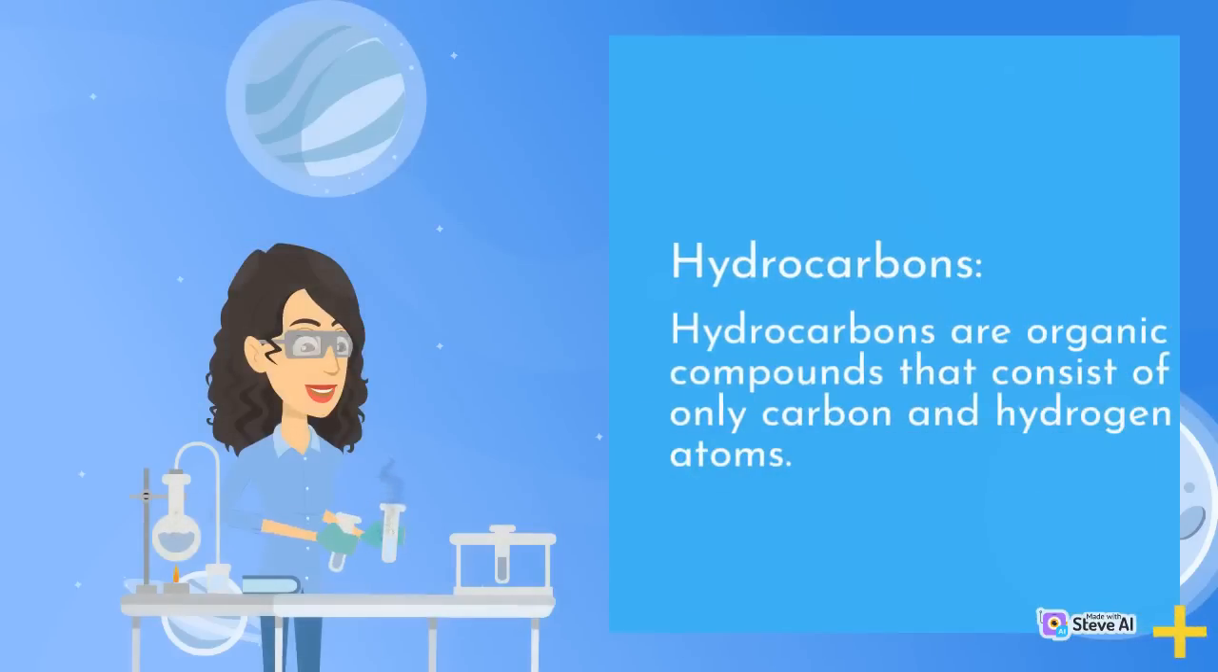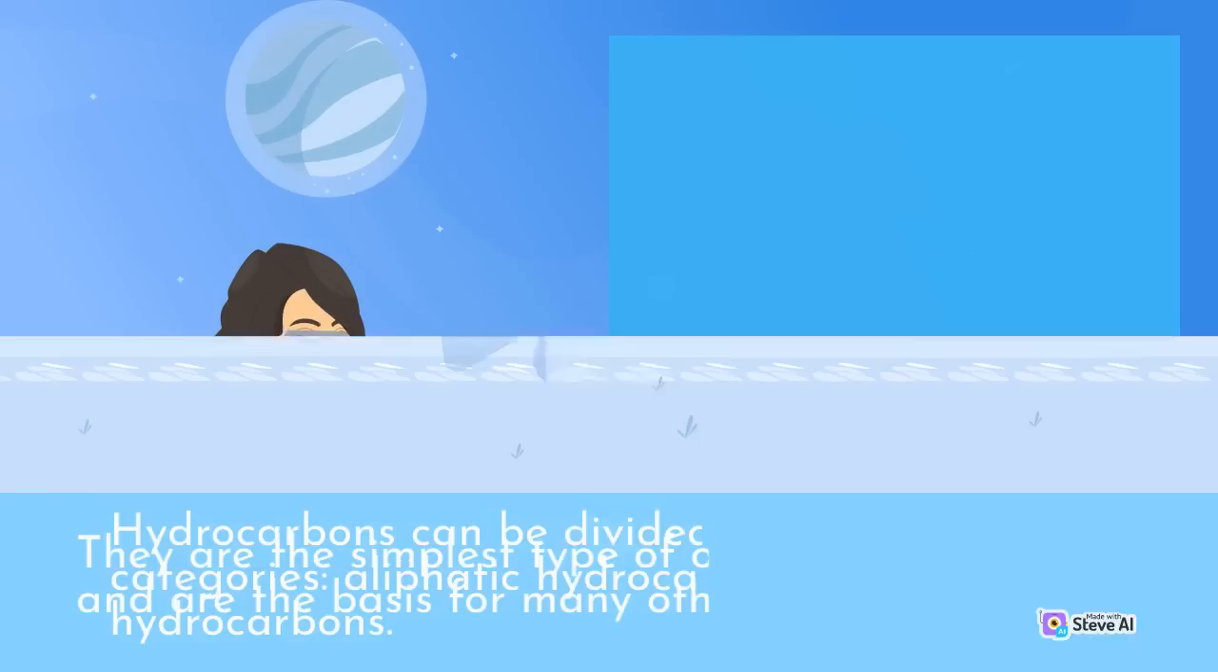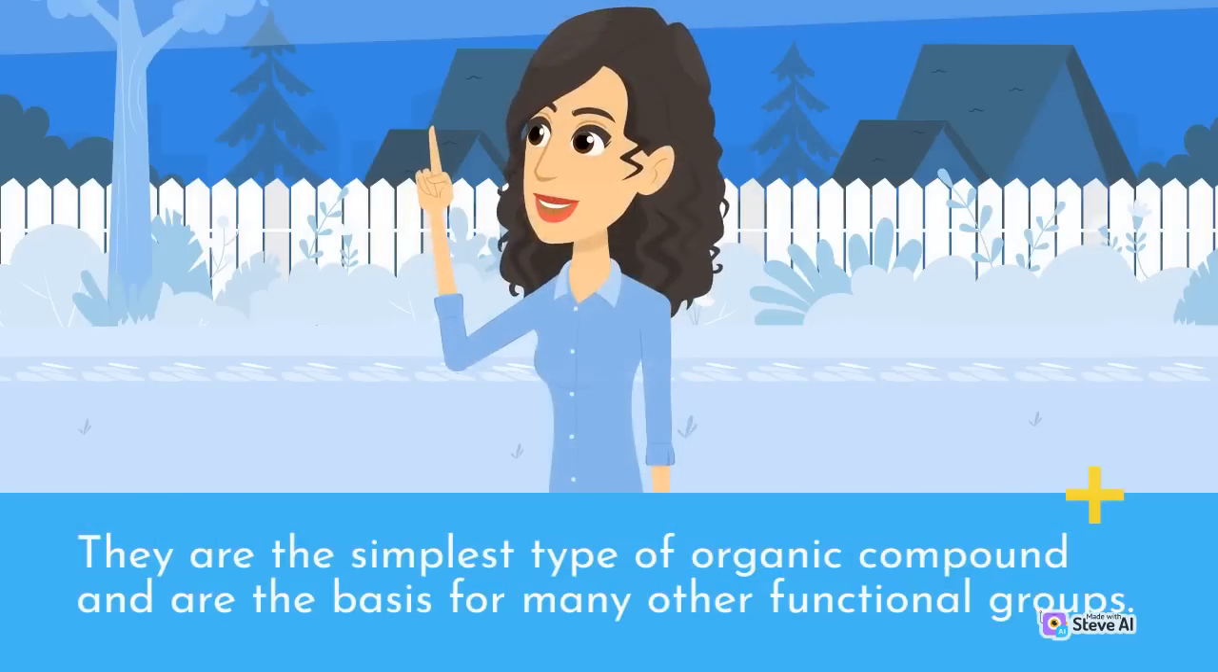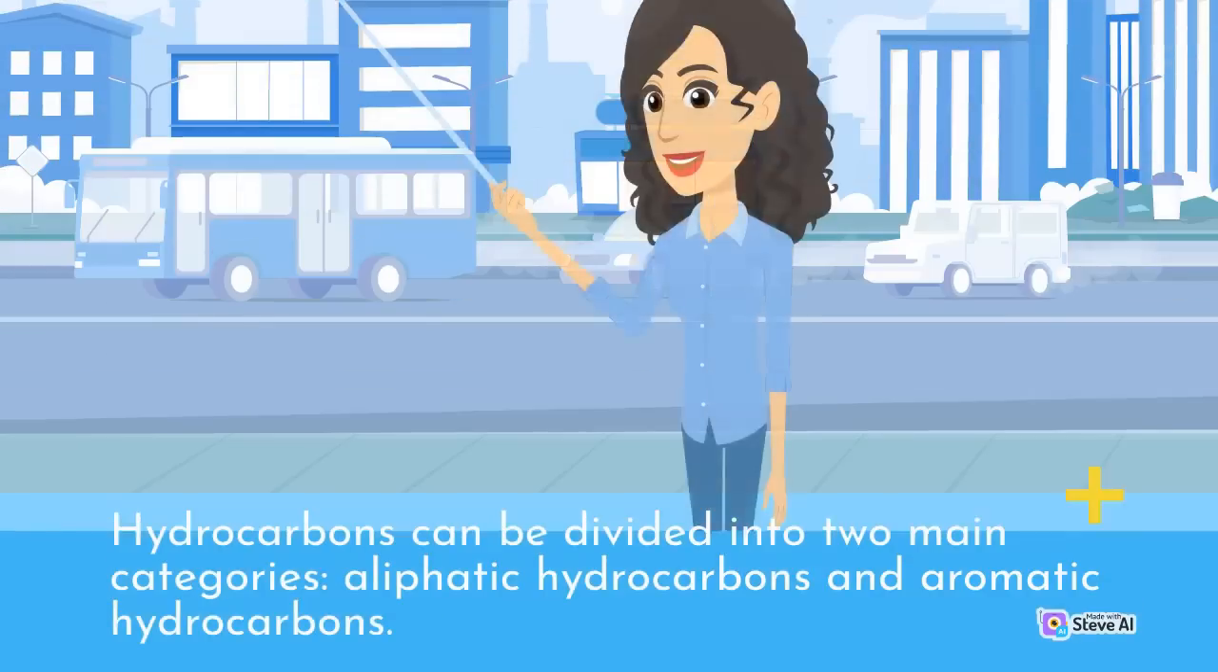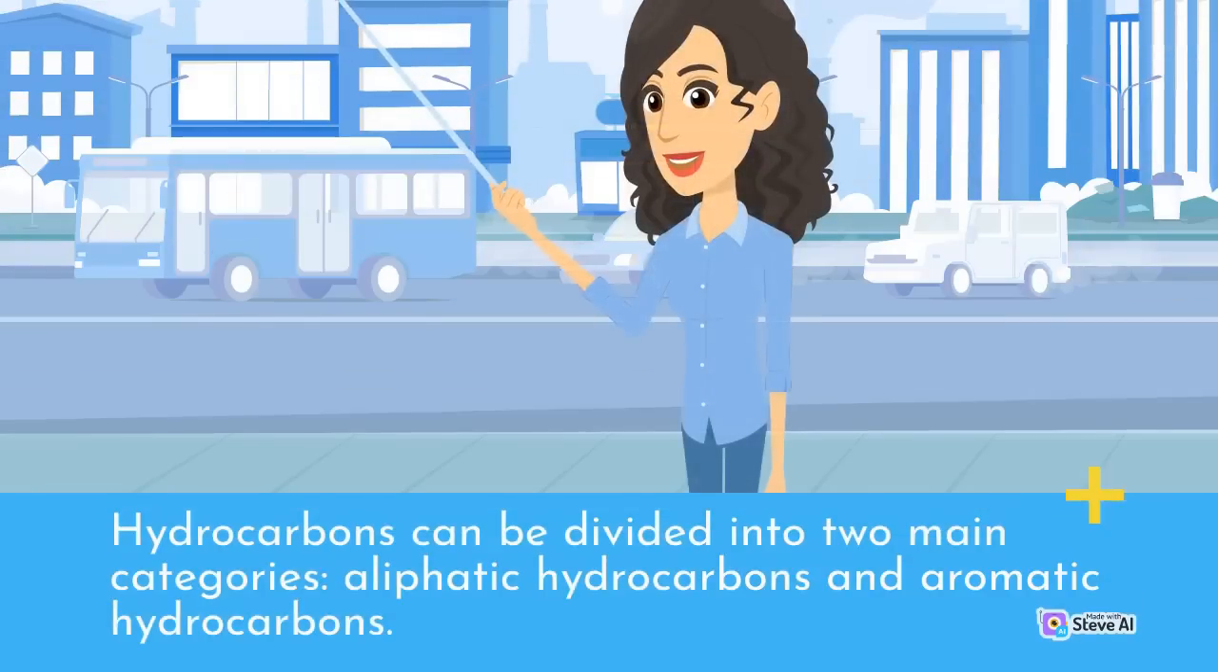Hydrocarbons. Hydrocarbons are organic compounds that consist of only carbon and hydrogen atoms. They are the simplest type of organic compound and are the basis for many other functional groups. Hydrocarbons can be divided into two main categories: aliphatic hydrocarbons and aromatic hydrocarbons.